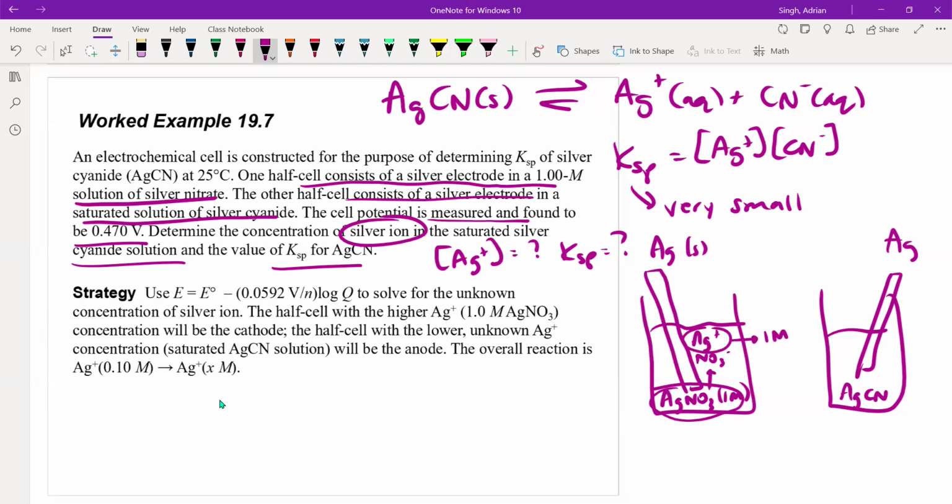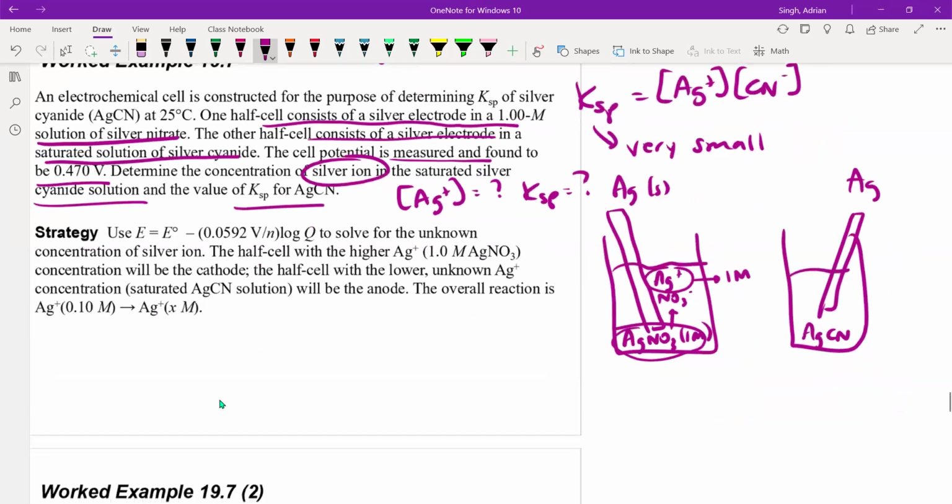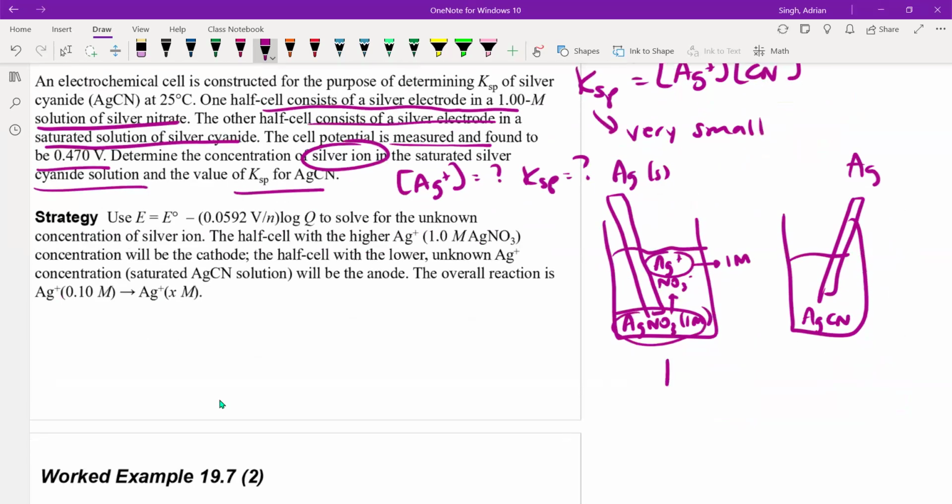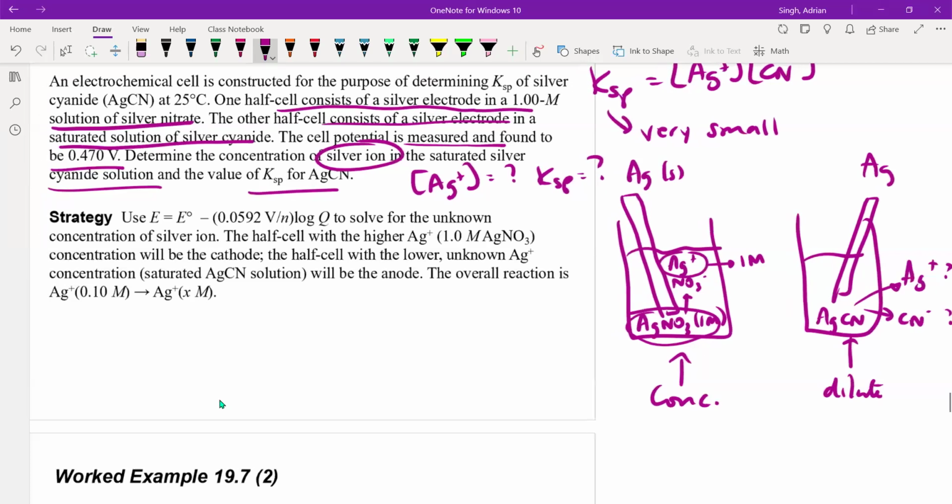Okay, so we know then that this one is going to be the concentrated half cell, and this one here is going to be the dilute. So AgCN is going to give us Ag plus and CN minus, but we don't know what the concentration of these are going to be. So we need to figure that out.